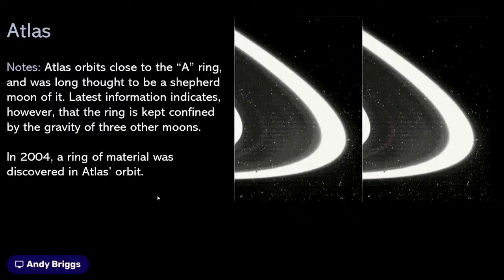But in that case, if it's not picking up material like a shepherd moon does, how does it get that ridge around its equator? Well, something that Cassini discovered in 2004 was a ring of material that is actually within the orbit of Atlas. This is the material that Atlas has swept up and has formed that ridge around its equator. And that answers the question. So there you are. They're tonight's moons, the weirdest moons of Saturn.